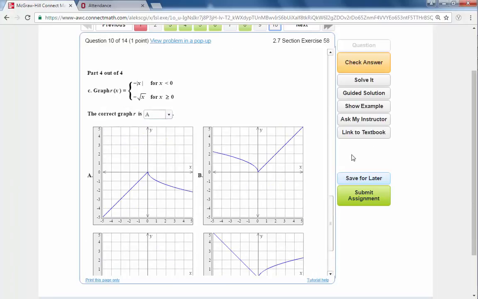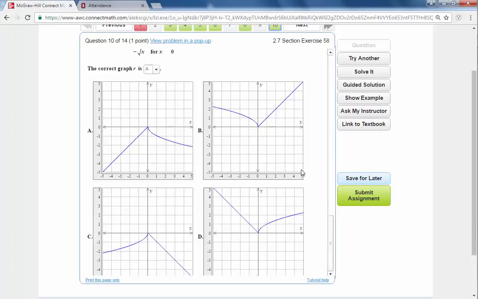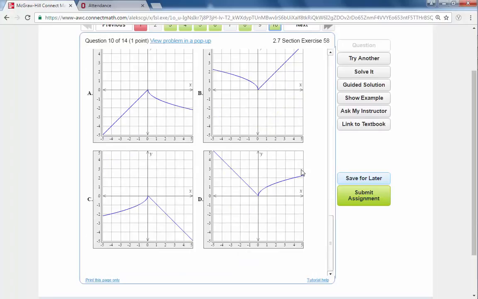Again, as you see, I didn't go with the options. I found my final result and picked the right option. That's the healthy way to do it, okay?